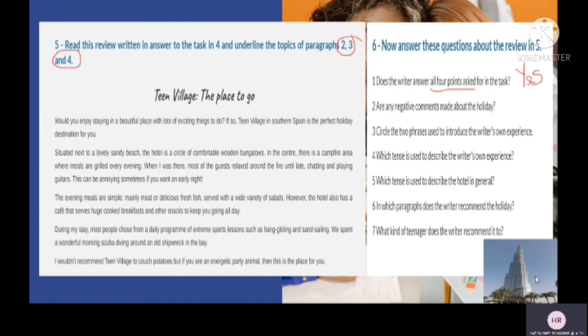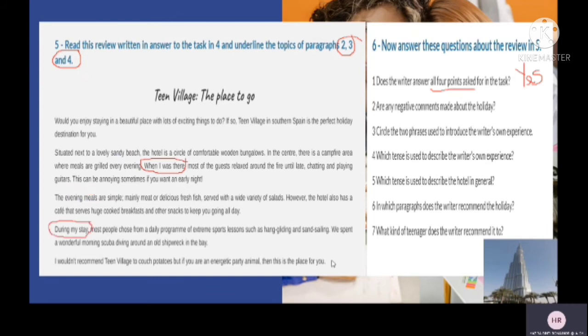Alright, now question number 3. Circle the 2 phrases used to introduce the writer's own experience. So you have to circle, okay, 2 phrases from the text or from the review that introduce the writer's own experience. Can you find it? Yes, you can find it from paragraph 2 when the writer used the phrase when I was there, and from paragraph 4 the phrase is during my stay. So it shows the writer's own experience.